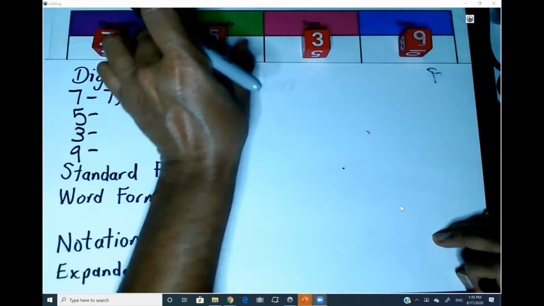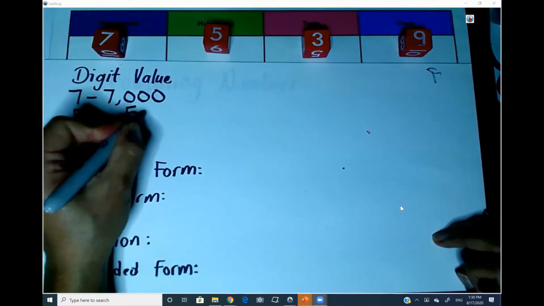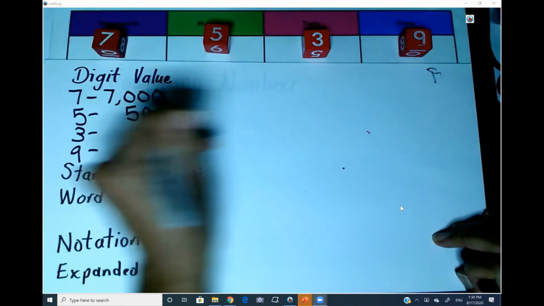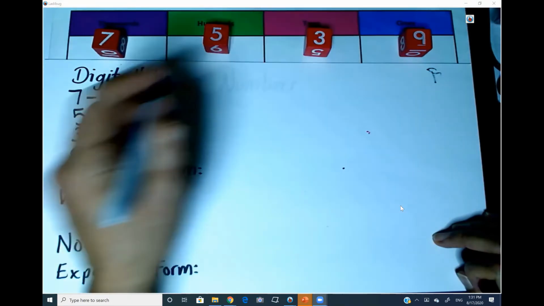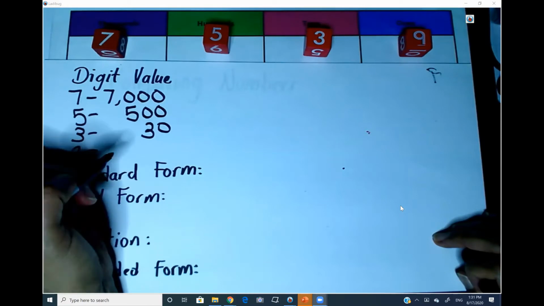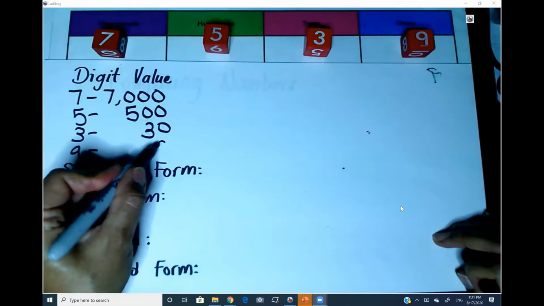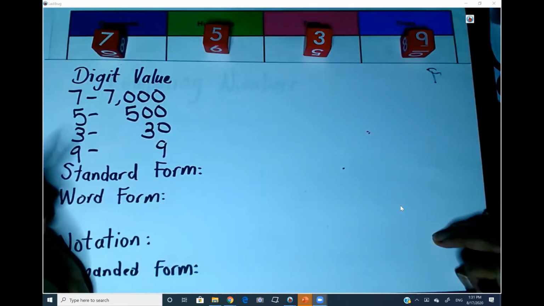Now the 5, because it's in the hundreds, stands for 500. Or the value is 500. The 3 is in the tens, so it stands for 30. So the value is 30. And the 9 is in the ones place, so it stands for 9. Or the value is 9.